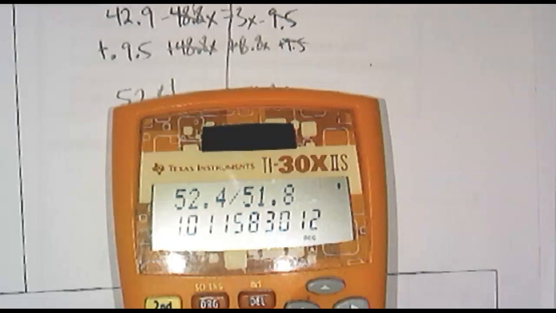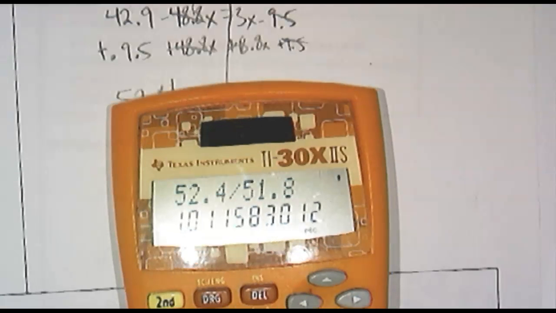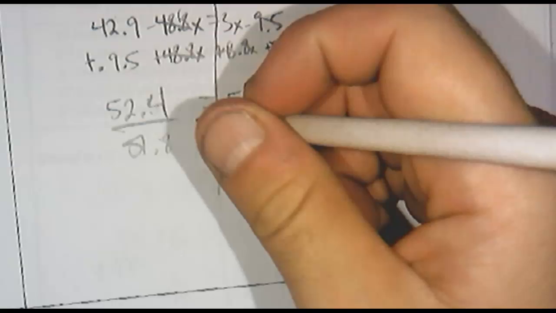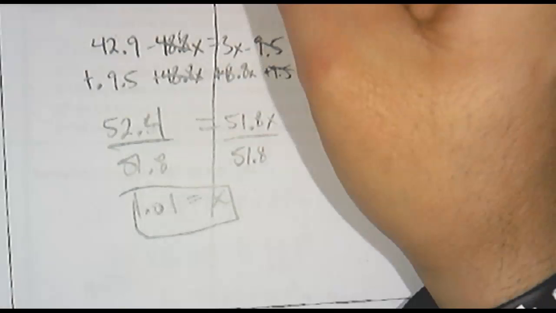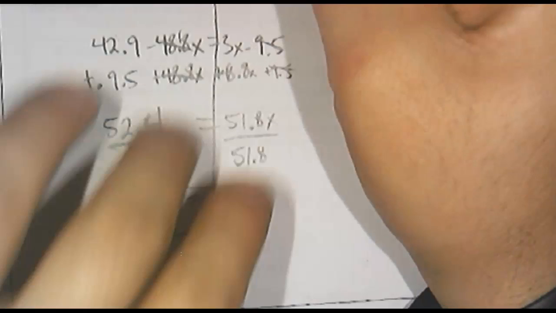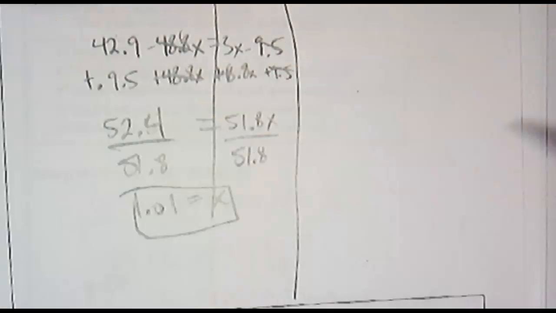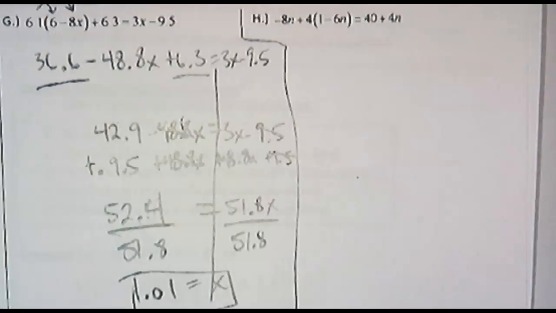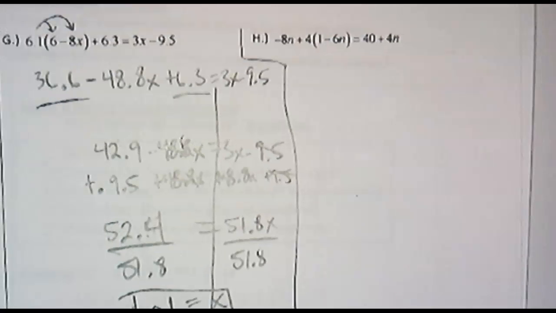I went ahead and did my last step division on the calculator, and you can see the answer here. It's like 1.011. Let's just put 1.01. That'll work. 1.01 is x. And I have one last equation here that I'm going to look at. Equation h. Let me try to separate these two, and let me get that where you can see it. So, equation h.